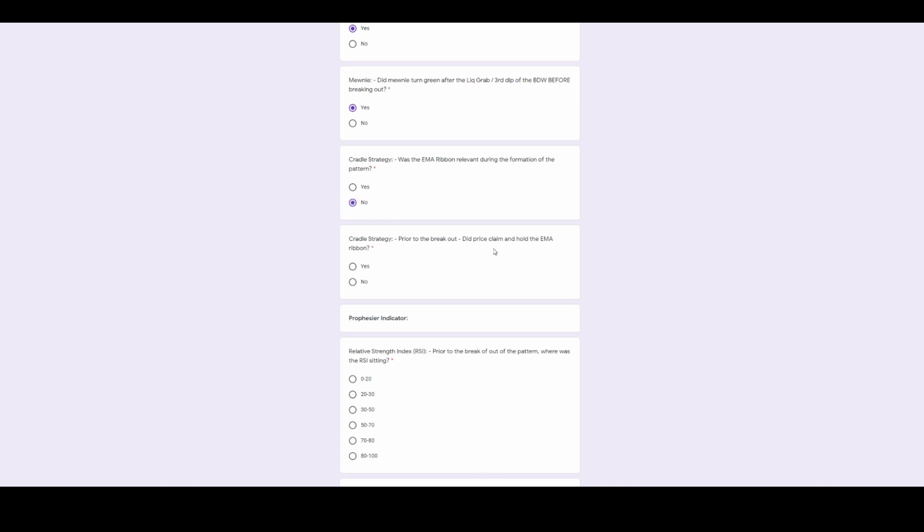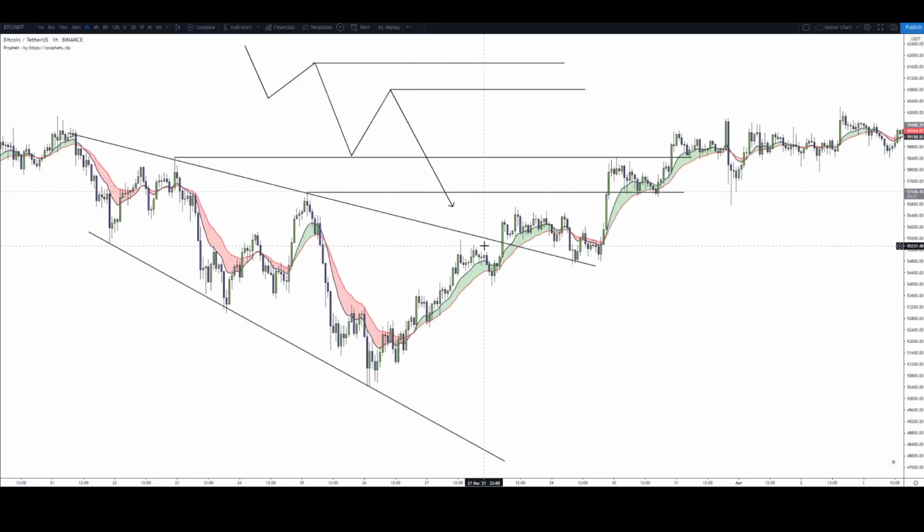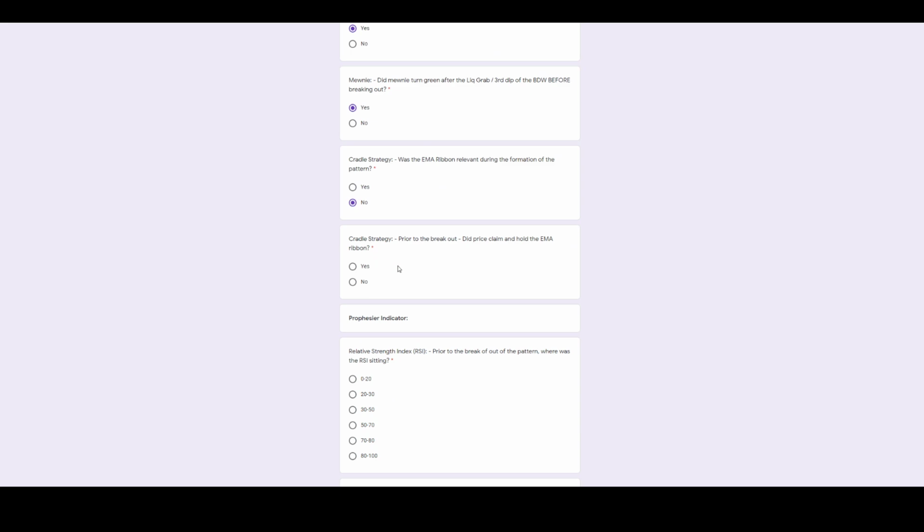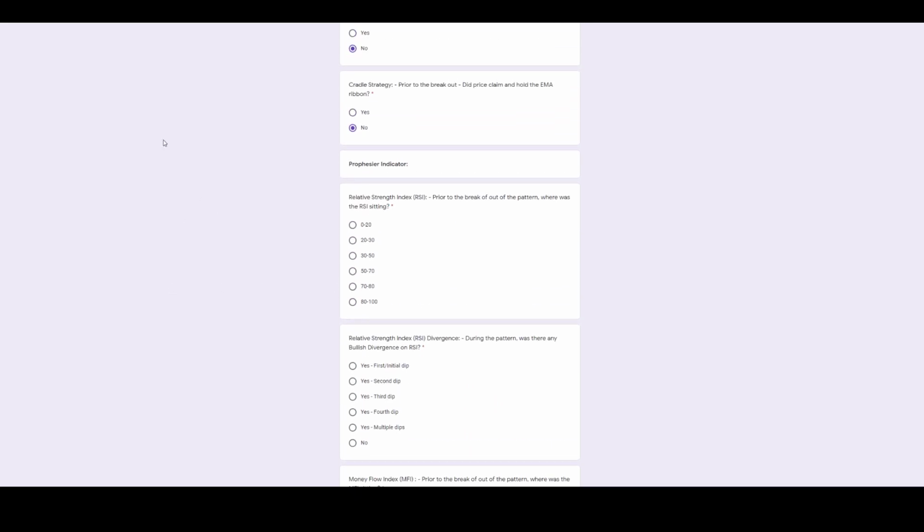Prior to the breakout, did the price reclaim and hold the EMA ribbon? Didn't really hold it, but it did reclaim it. And I'm gonna say no because it didn't hold it. Alright, I lost it. Alright, moving on to the next indicator.